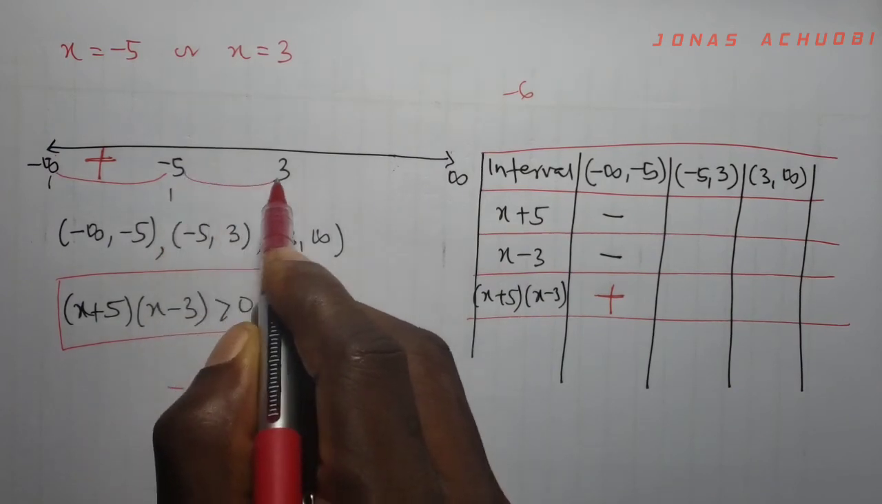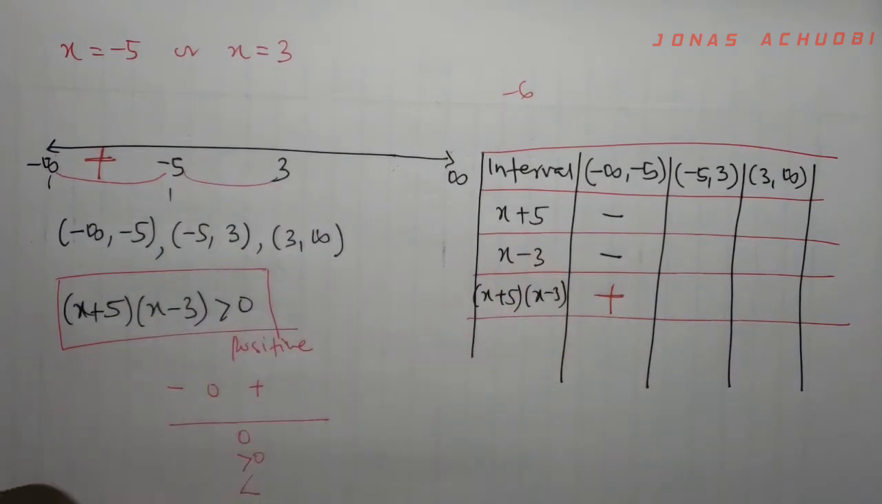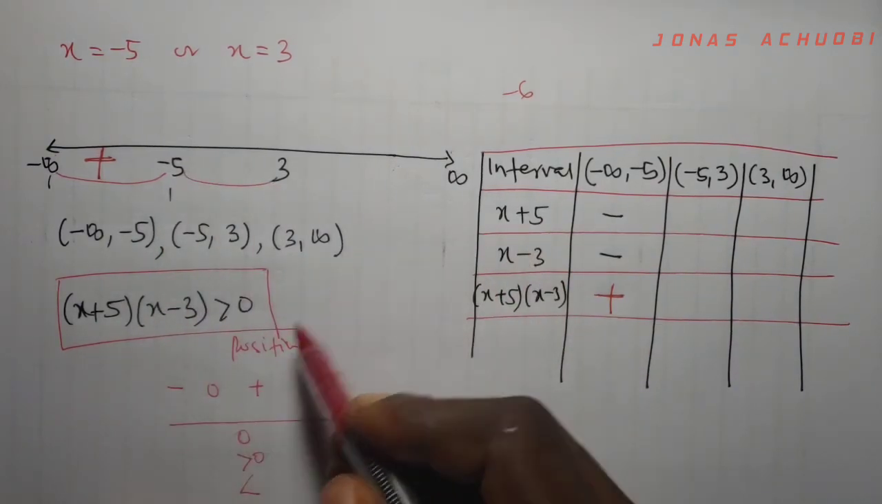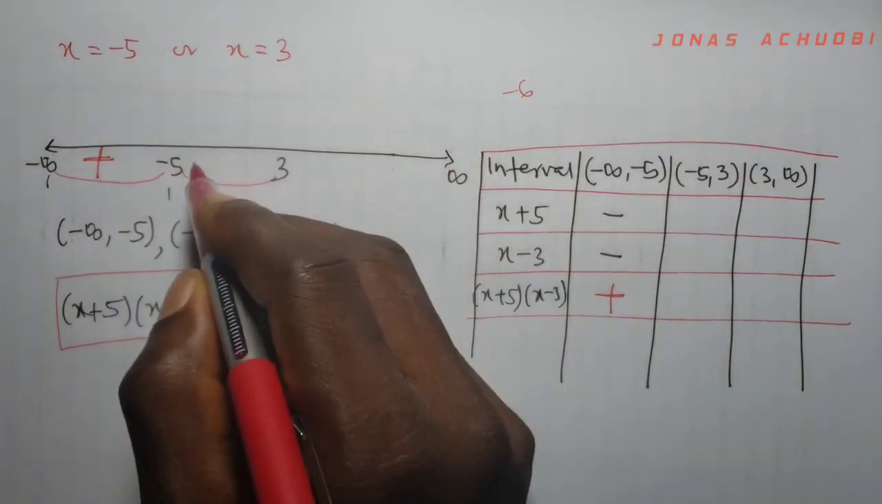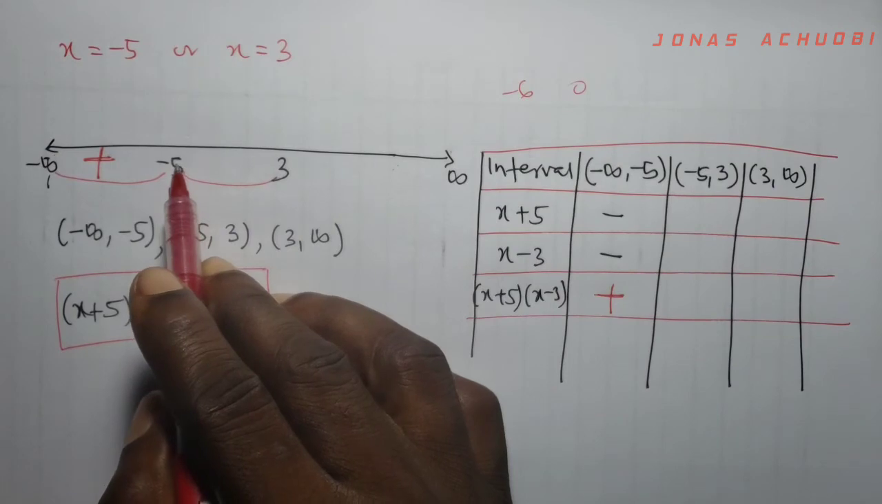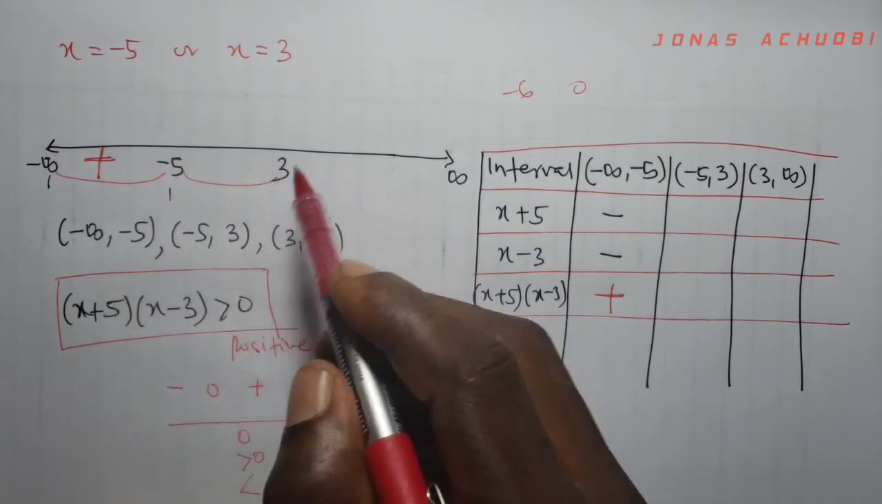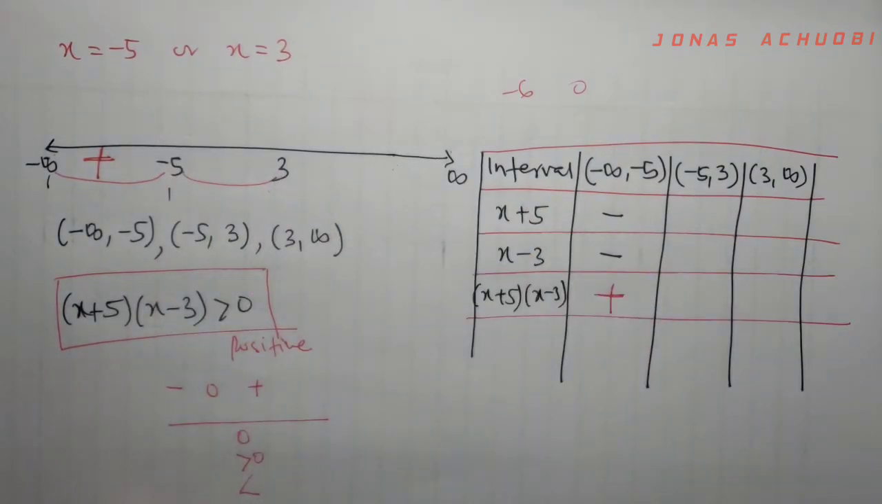So between minus 5 and 3, there are so many numbers, too many of them, we can't even count. So we pick any convenient value between those 2 points. I decide to pick, in this case, 0, because 0 is between minus 5 and 3. And of course, picking 0 will make life easier for me.